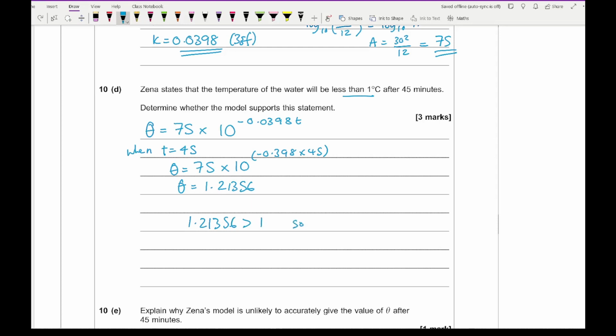So what we can then write is that the model does, let me write that properly, as that looks like CL. So the model does not support Zena's statement. So something along those lines would be absolutely fine.